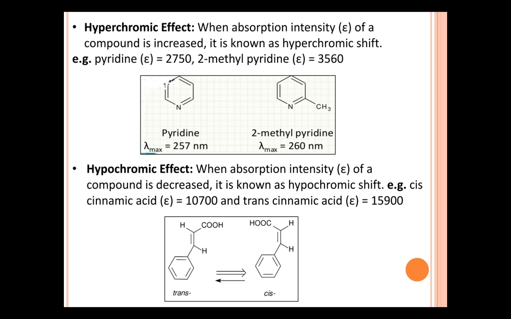It is 15900. But when we convert trans-cinnamic acid to cis-cinnamic acid, there is distortion in the structure of the molecule, so its intensity of absorption decreases to 10700.